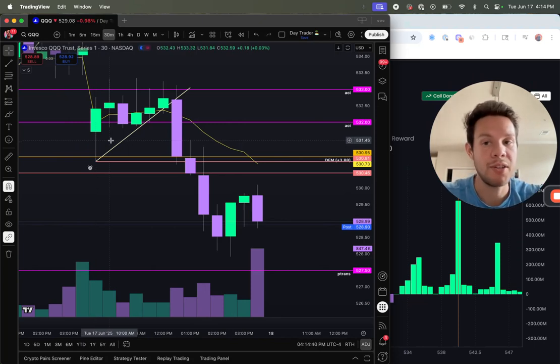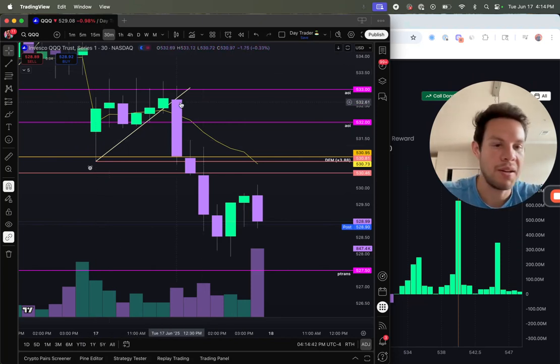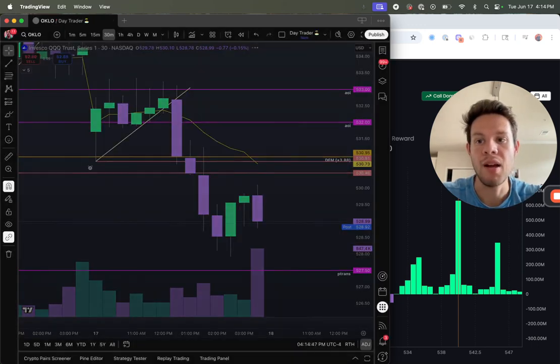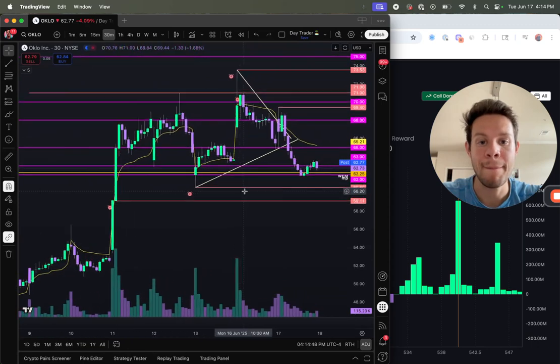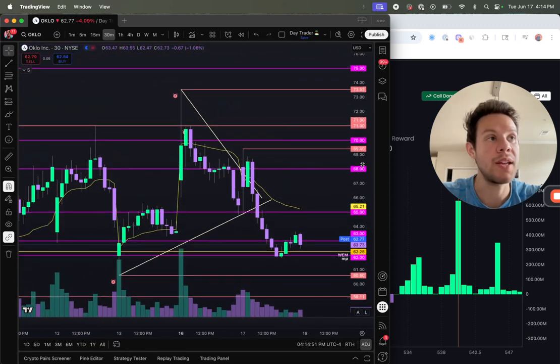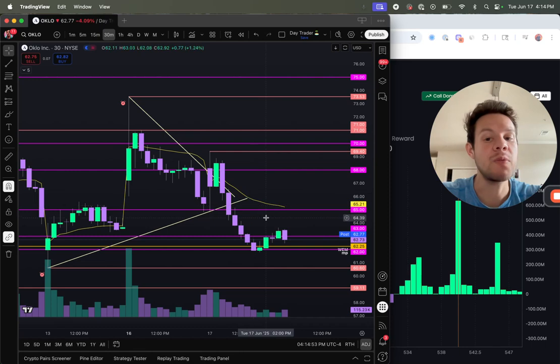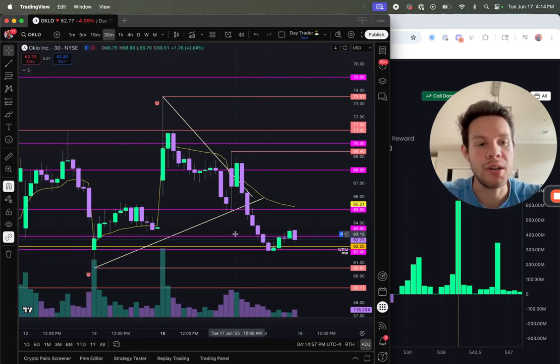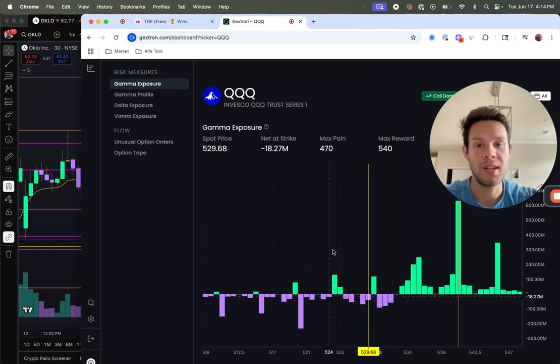It took a little bit of patience, about an hour's worth of patience, and it paid off clearly. Now let's look at Oklo. Oklo was a similar trade, which we hit 40% return. Now, this wasn't a big size. This was just like 3 contracts because I wasn't sure based on where it was in this area.